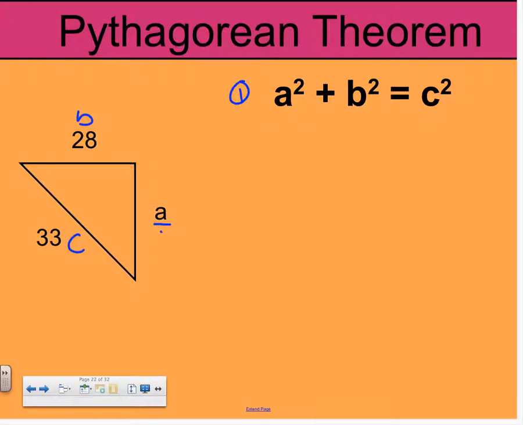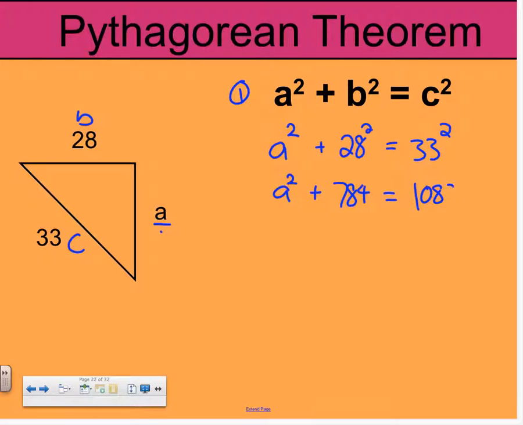Now we substitute. We don't know what A is, so we're going to keep A squared. They told us that B was 28, so that's going to be 28 squared. They told us that C is 33, so that is going to be 33 squared. And just like the previous ones, you are going to solve these out to completion. In this case, 28 squared is 784. A squared, make sure you continue to include that in your equation. 33 squared is 1,089. To get A by itself, we need to subtract 784 from both sides.